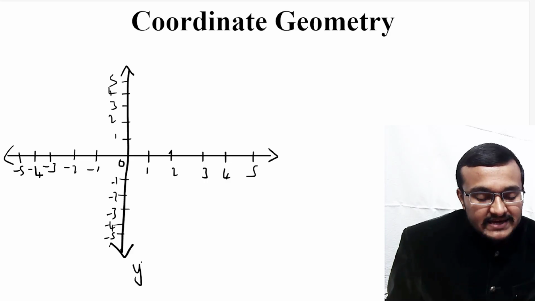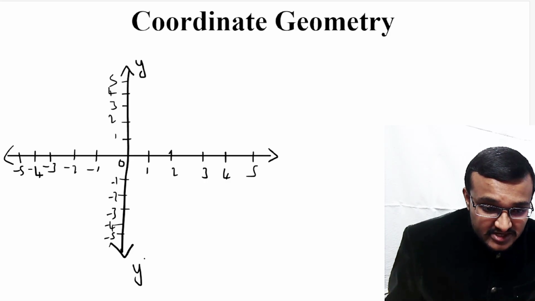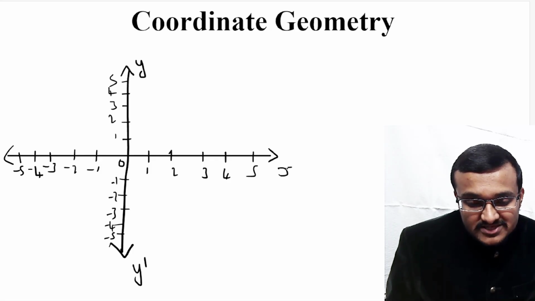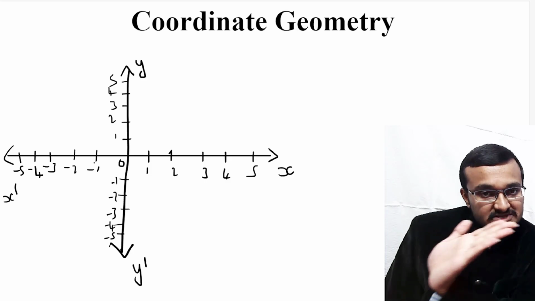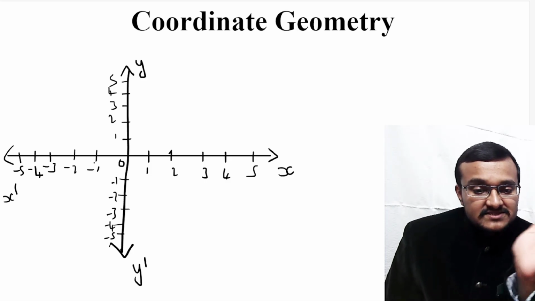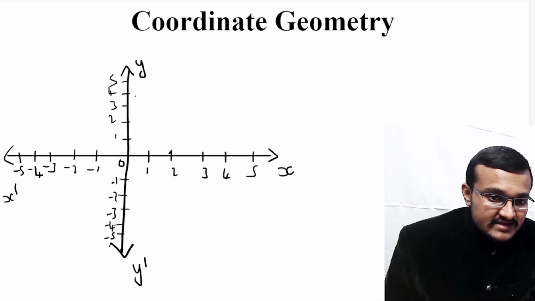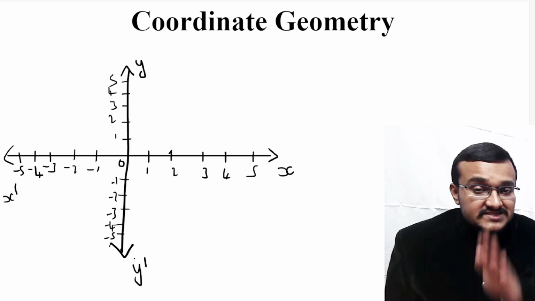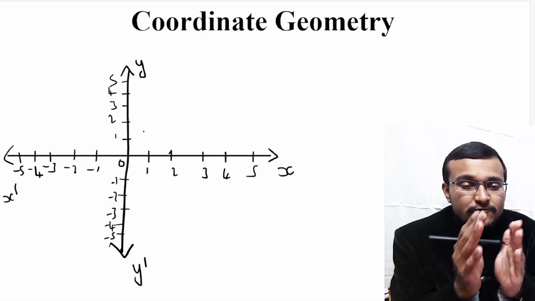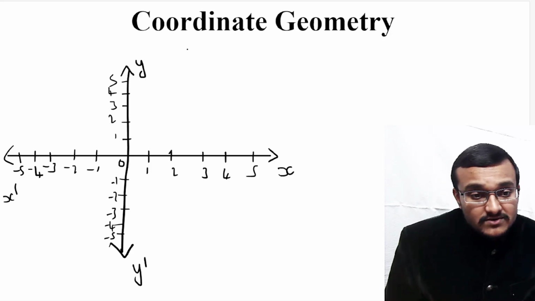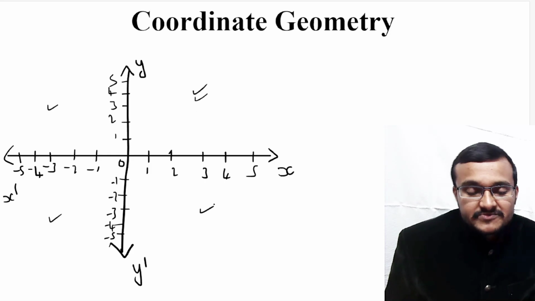Minus 1, minus 2, minus 3, minus 4, minus 5. This is the negative y-axis. Here we call this particular end y and this particular end y dash, and we call this particular end x and this particular end x dash. So x dash is the negative part of the x-axis, and x is the positive part of the x-axis, y is the positive part of the y-axis, and y dash is the negative part of the y-axis. Now here you can observe 4 different places. Here one space is there, here one space, here one space, here one space.